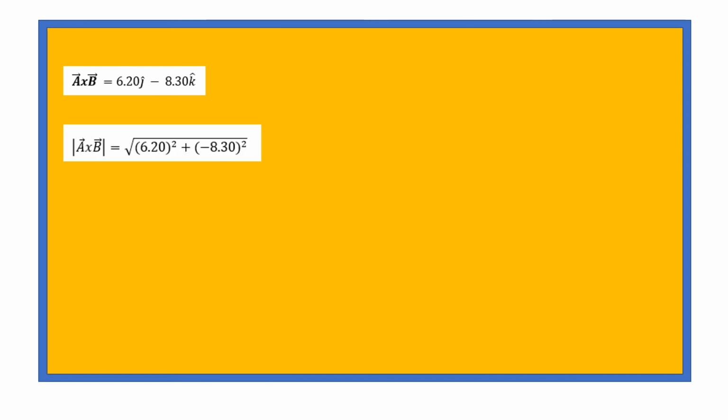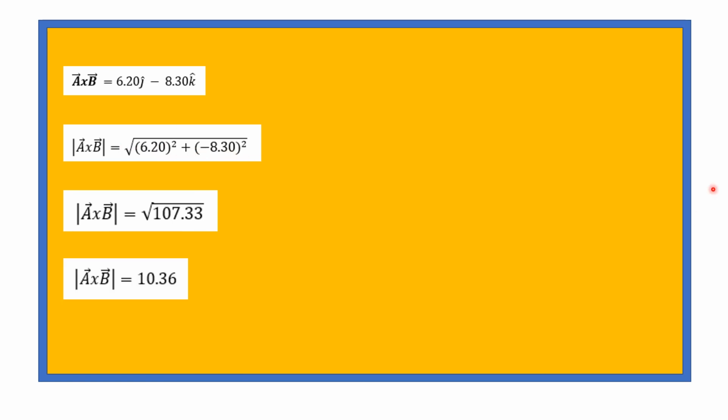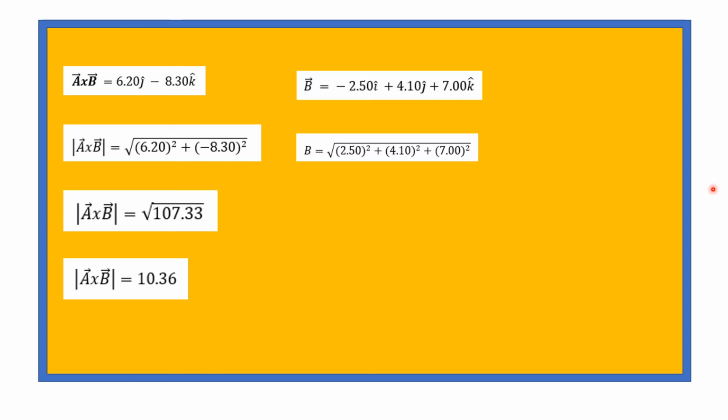So the magnitude of A cross B is equal to the square root of 6.2 squared plus negative 8.3 squared. So we have the square root of 107.33. We're going to add the two of them. And then it gives us a magnitude of 10.36. And lastly, we need to know what is the magnitude of B. So we have B is the square root of 2.5 squared plus 4.1 squared plus 7 squared. And then the square root, we have 72.06. So the square root of that is 8.5.